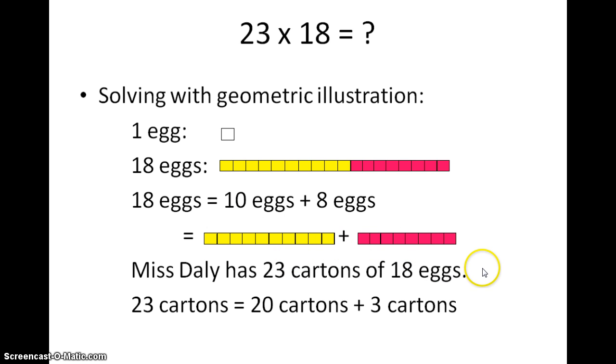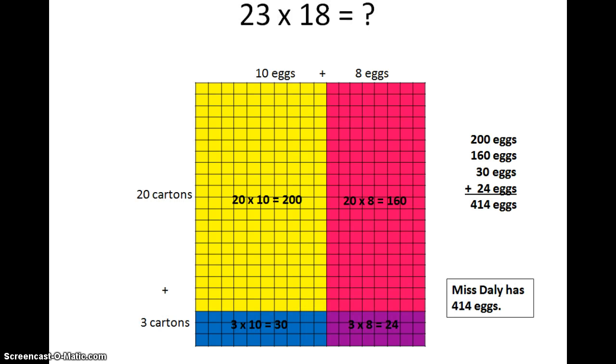We also know that Miss Daly has 23 cartons of 18 eggs each. And 23 cartons is 20 cartons plus 3 cartons. So here we have it all drawn out. You can see on the top our original strip, 10 eggs plus 8 eggs, or 18 eggs. And each of these rows represents a carton. So we have our 20 cartons plus our 3 cartons, or our total of 23 cartons.